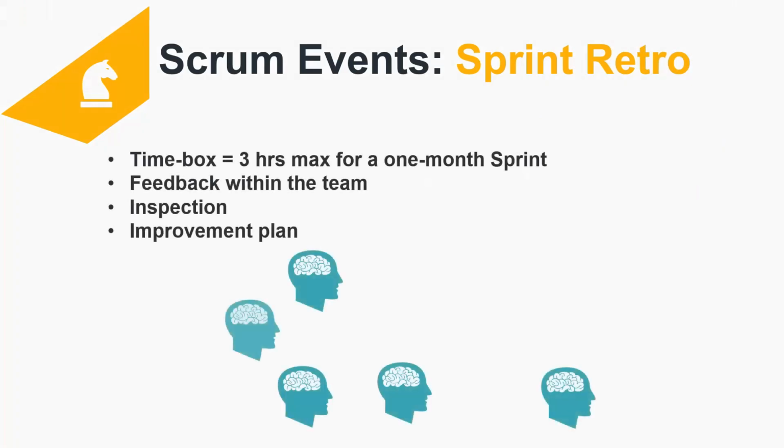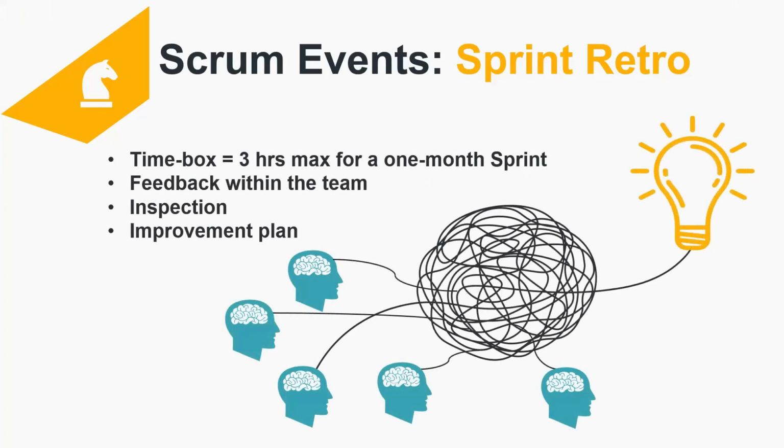Sprint retrospective. This event should take not more than 3 hours in a 1 month sprint. Sprint retro occurs after the sprint review and prior to the next sprint planning. It is basically a look back on the sprint the team just finished. In this meeting, the Scrum team is by itself and all team members share their feedback with each other. The Scrum Master ensures that the meeting is positive and productive.